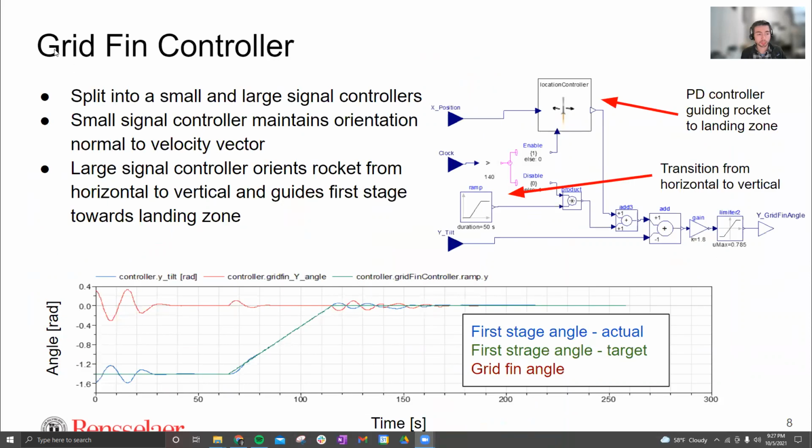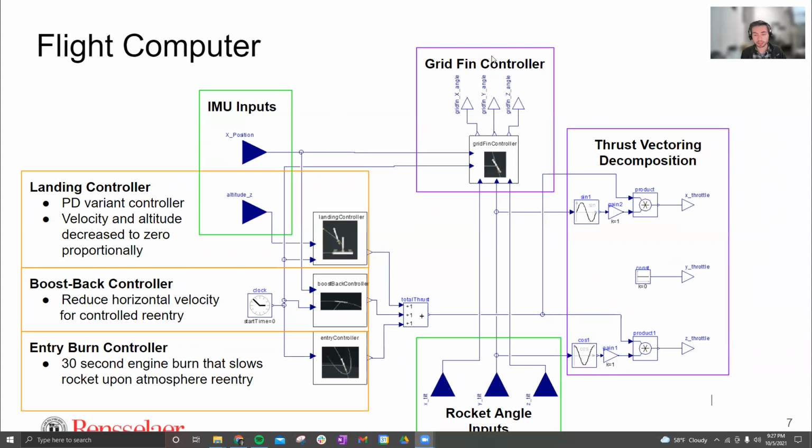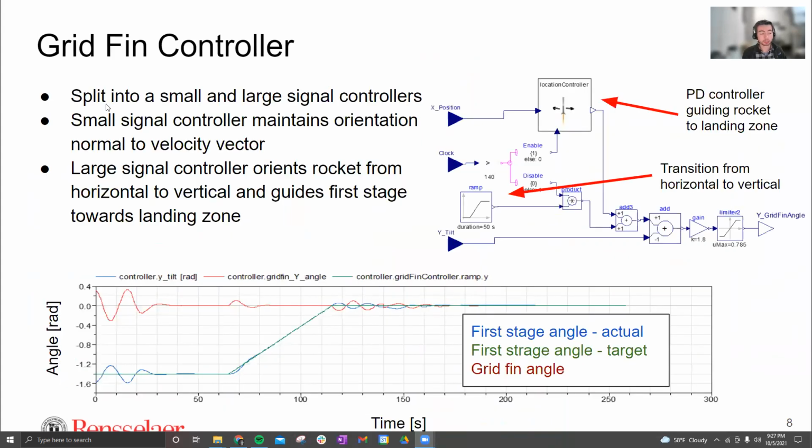We'll go into a little more detail on what's happening in this grid fin controller, which is depicted in the top here. The grid fin controller is split into small and large signal controllers. The small signal controller maintains the orientation of the first stage normal to the velocity vector. Without that, the rocket first stage would essentially just tumble out of control through the atmosphere. It keeps it pointed downrange, keeps it upright. And then we have the large signal controller, which orients the rocket from the horizontal to the vertical direction. As mentioned, starting out, the rocket's pretty much lying flat, and it orients itself upright as it descends. The large signal controller also guides the first stage towards the landing zone.